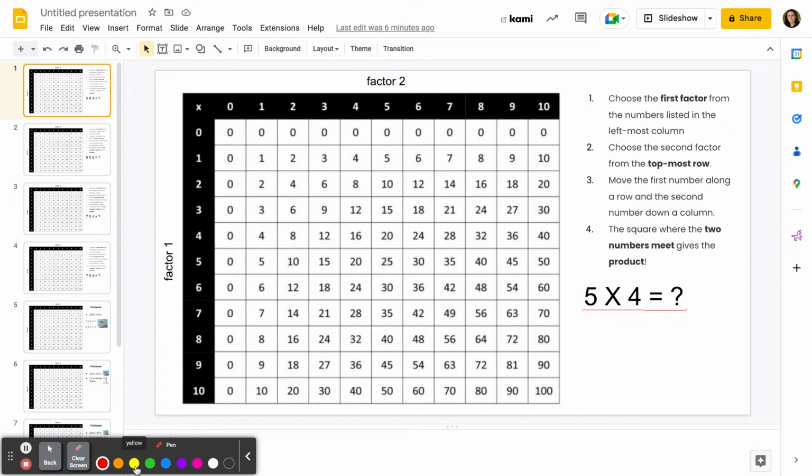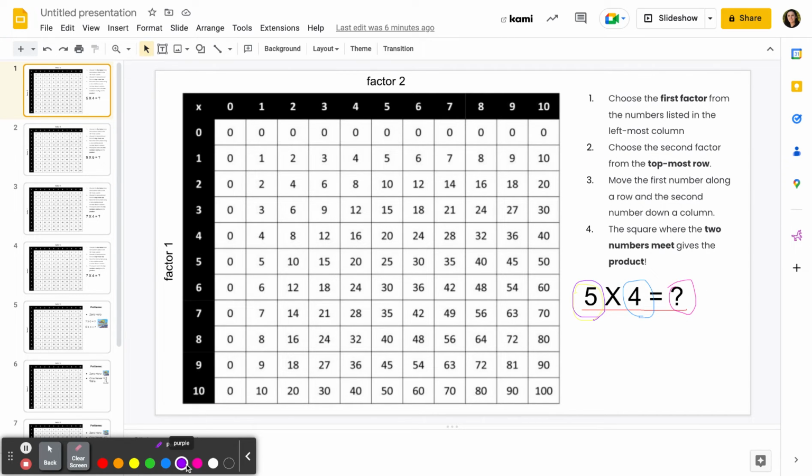So I'm going to circle my first factor in yellow. I'm going to pick a different color because that was light. I'm going to circle my first factor 5 in purple and my second factor 4 in blue. And now we're looking for our product. I'm going to circle our product, our question mark, our unknown in pink.